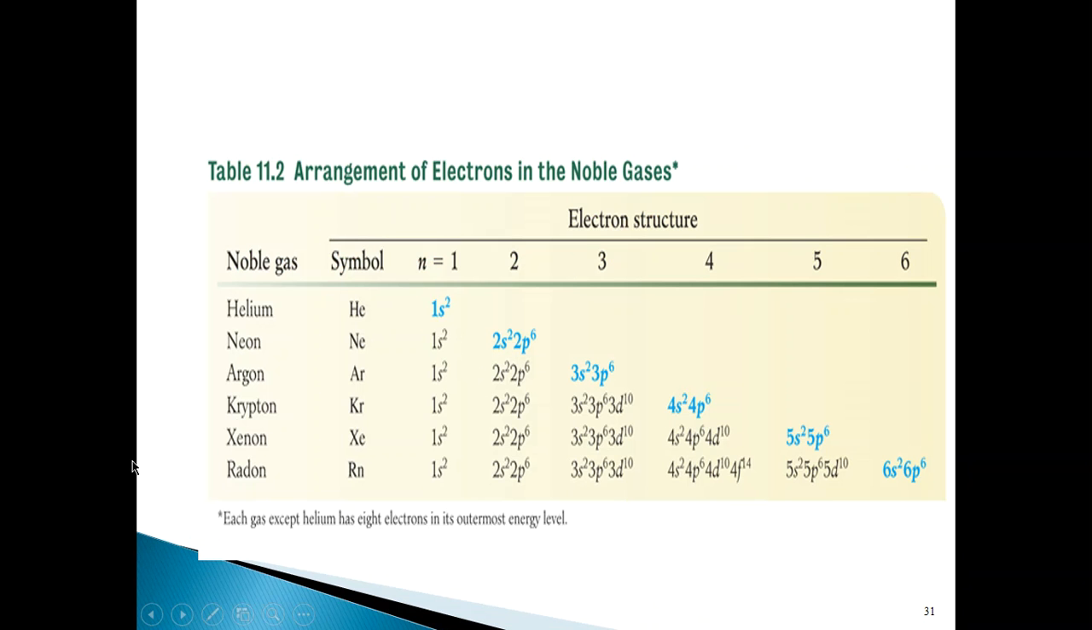The only element in this group that does not have 8 electrons on its outermost shell is helium, and that's because there are only 2 electrons, and those 2 electrons will be in the first shell, and there are no other orbitals within that first shell, so the maximum number of electrons that helium will have is 2. But for the other elements, neon, argon, krypton, xenon, and radon, you'll notice that in the outermost shell you have an s2p6 arrangement where the total number of electrons in the valence shell is 8.